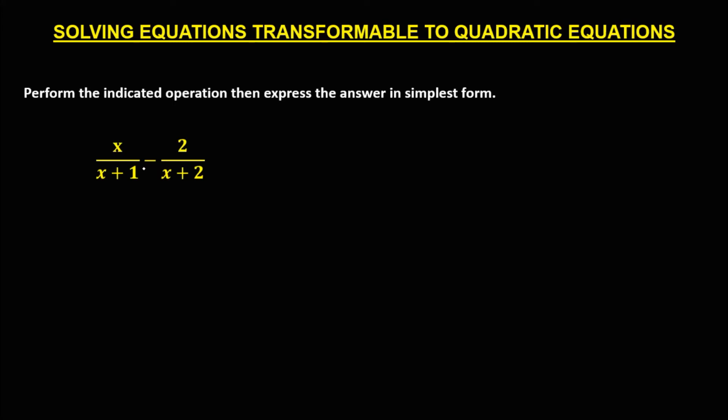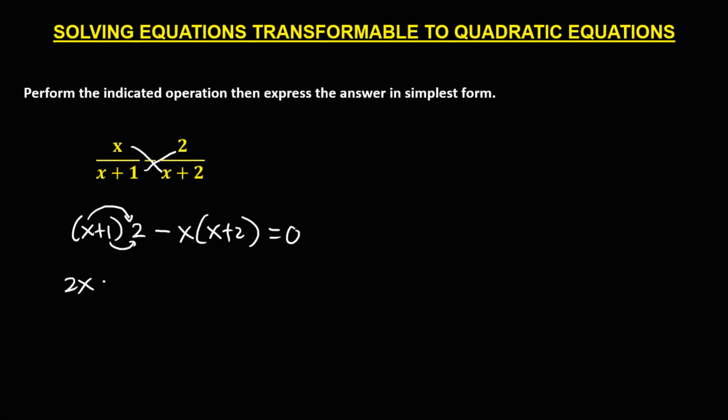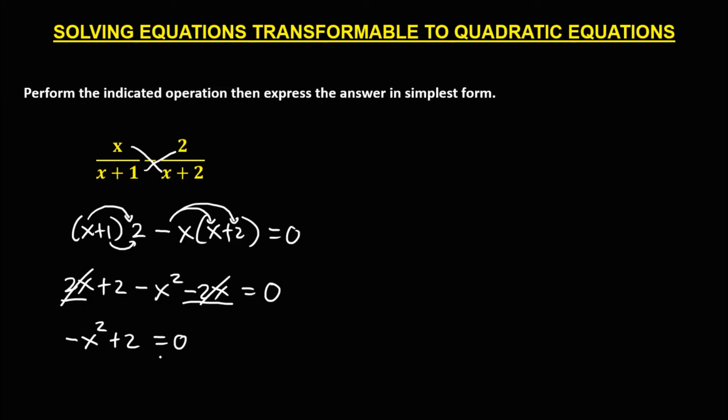Then for this given, multiply x plus 1 times 2, so we have x plus 1 times 2, then minus x times x plus 2, so x times x plus 2 equals 0. Then simplify. x times 2 is 2x, and 1 times 2 is positive 2. Then negative x times x is negative x squared, and negative x times 2 is negative 2x, then equals 0. Then combine like terms. Positive 2x and negative 2x is 0. So we now have negative x squared plus 2 equals 0.